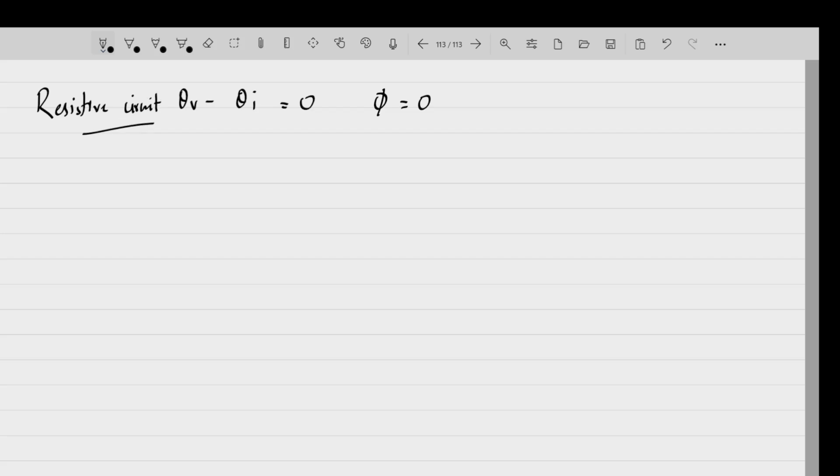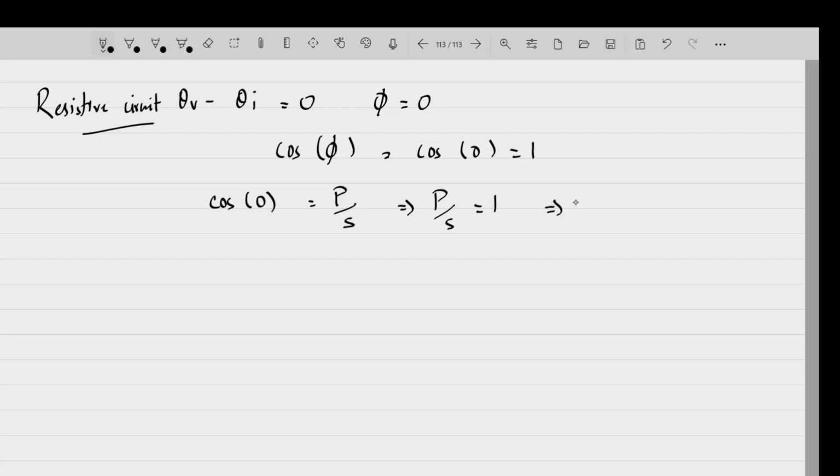If you have a purely resistive circuit, phase difference is zero. Cos of phi, that is cos of zero, will be equal to 1. At that time, your power factor ratio, that is cos 0 is equal to P by S, implies P by S is equal to 1, implies P is equal to S. So the apparent power and the real power, that is the true power, will be equal. So whatever is apparent to us, the power that should be visible at the load, that much amount of power is actually being consumed by the load.